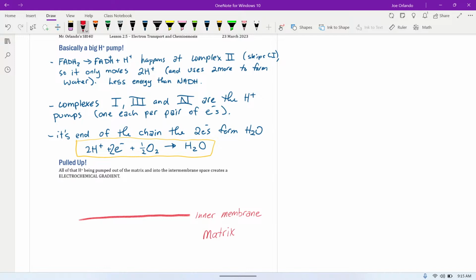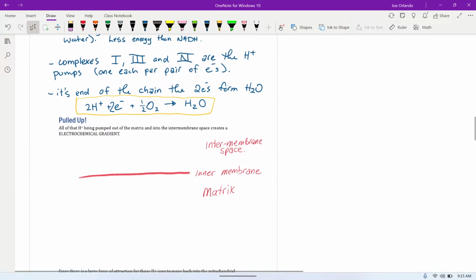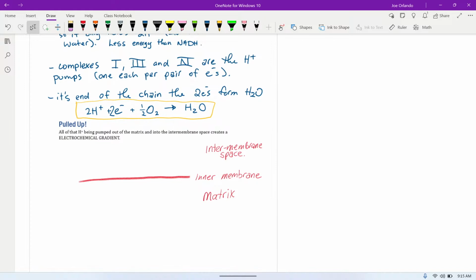By the way, I tend to draw the matrix as the bottom and the intermembrane space as the top, but there's nothing magical about that. It's just kind of my habit, and you'll see textbook diagrams that switch it. So you'll have here H plus ions moving through the membrane.